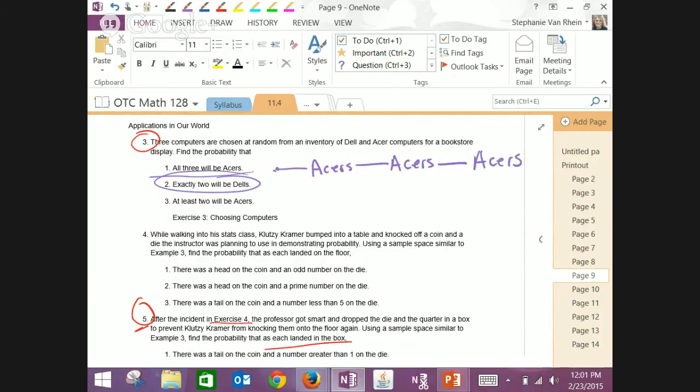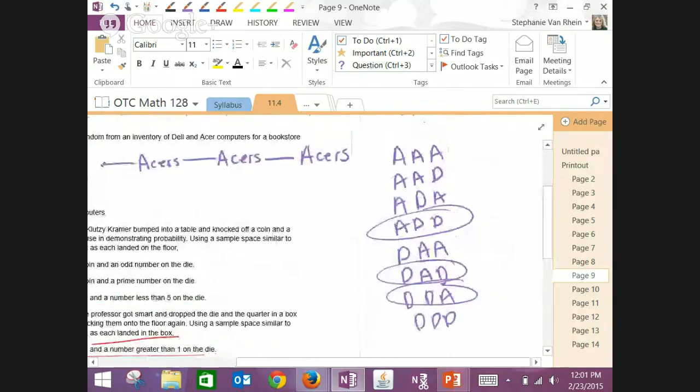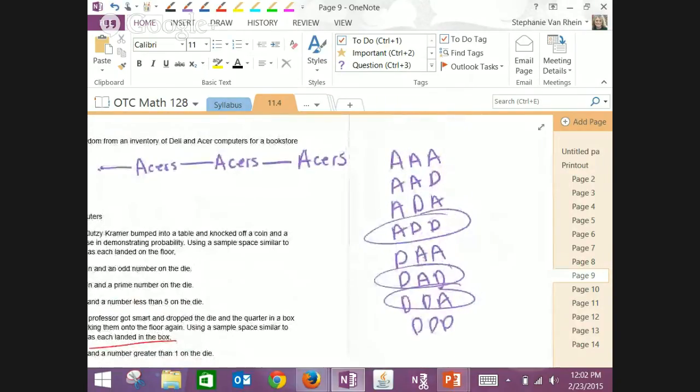So you could use the fundamental counting principle that says there's 2 options for the first choice, 2 options for the second choice, and 2 options for the third choice. So 2 times 2 times 2 is 8. But visualizing the outcomes can be beneficial when it says exactly 2 are Dells. So sometimes visualizing it is really helpful with those types of problems to see all the sample space.